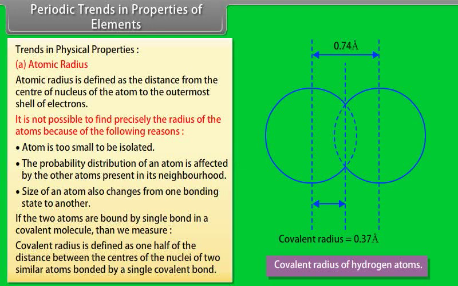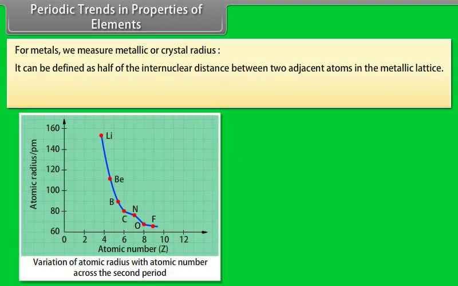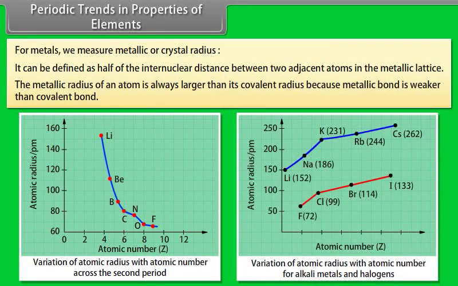Covalent radius is defined as 1/2 of the distance between the centers of the nuclei of two similar atoms bonded by a single covalent bond. For metals, we measure metallic or crystal radius. It can be defined as half of the internuclear distance between two adjacent atoms in the metallic lattice. The metallic radius of an atom is always larger than its covalent radius because metallic bond is weaker than covalent bond.